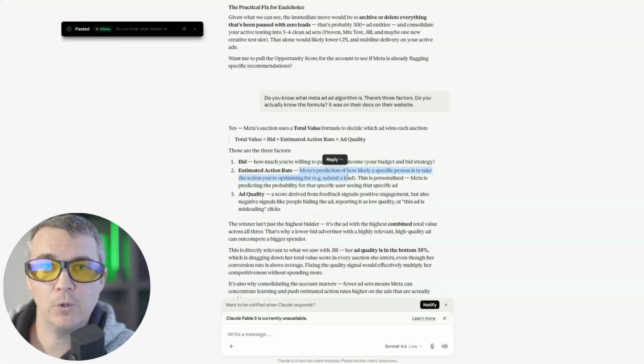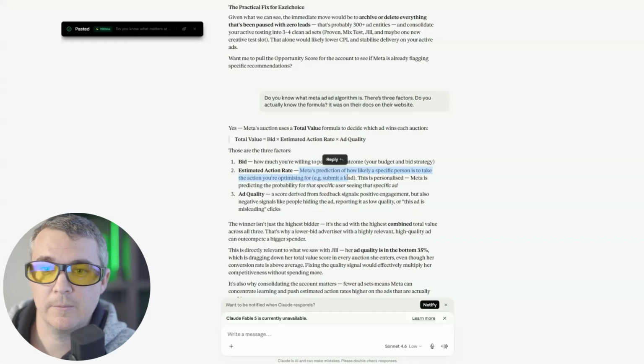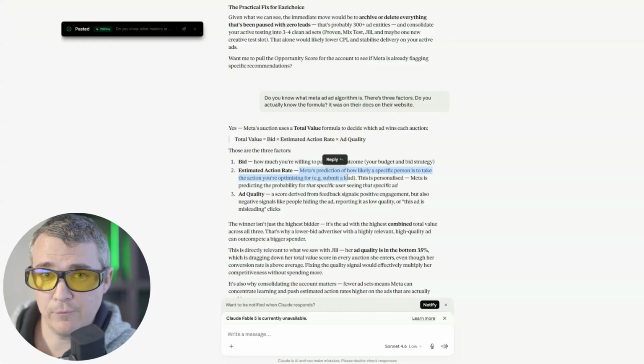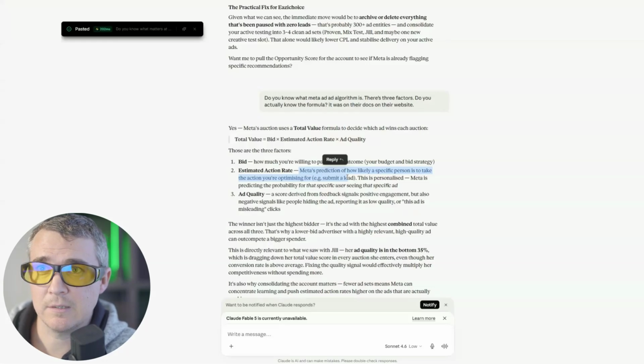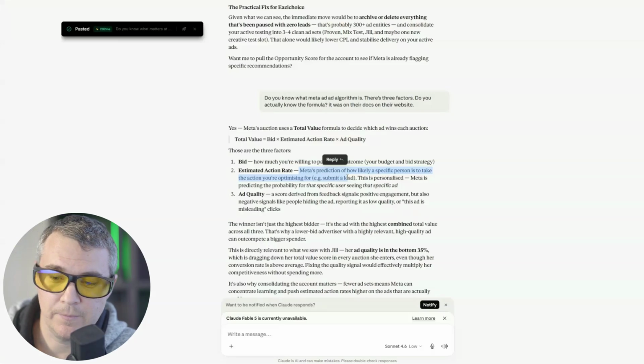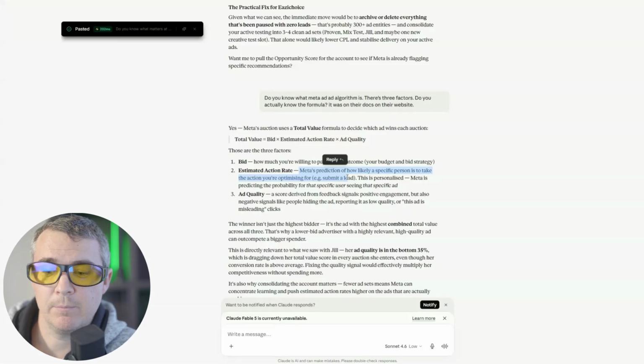So if you've got a brand new ad account, obviously you're going to have no data here, and it's just going to use some kind of standard metric or benchmark, I should say. And if you've had a lot of campaigns, then it's going to affect that a lot. So this is where the reset method actually comes in, because it is based on the estimated action rate, right? The other biggest thing is ad quality.